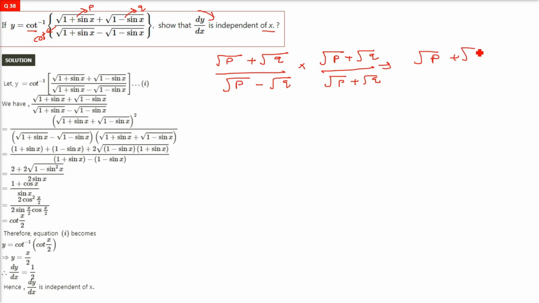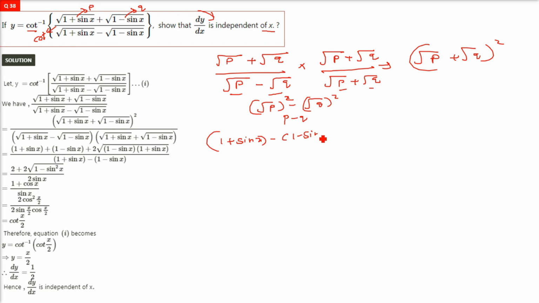The numerator will be under root P plus under root Q whole square, and in the denominator, a plus b, a minus b kind of thing, it will be a squared minus b squared, that is under root P whole square minus under root Q whole square. So ultimately you will get P minus Q. And what is P? P was 1 plus sin x. And what was Q? It was 1 minus sin x. Now let us open this: 1 plus sin x minus 1 plus sin x. You can cancel these two. So the denominator will be 2 sin x.